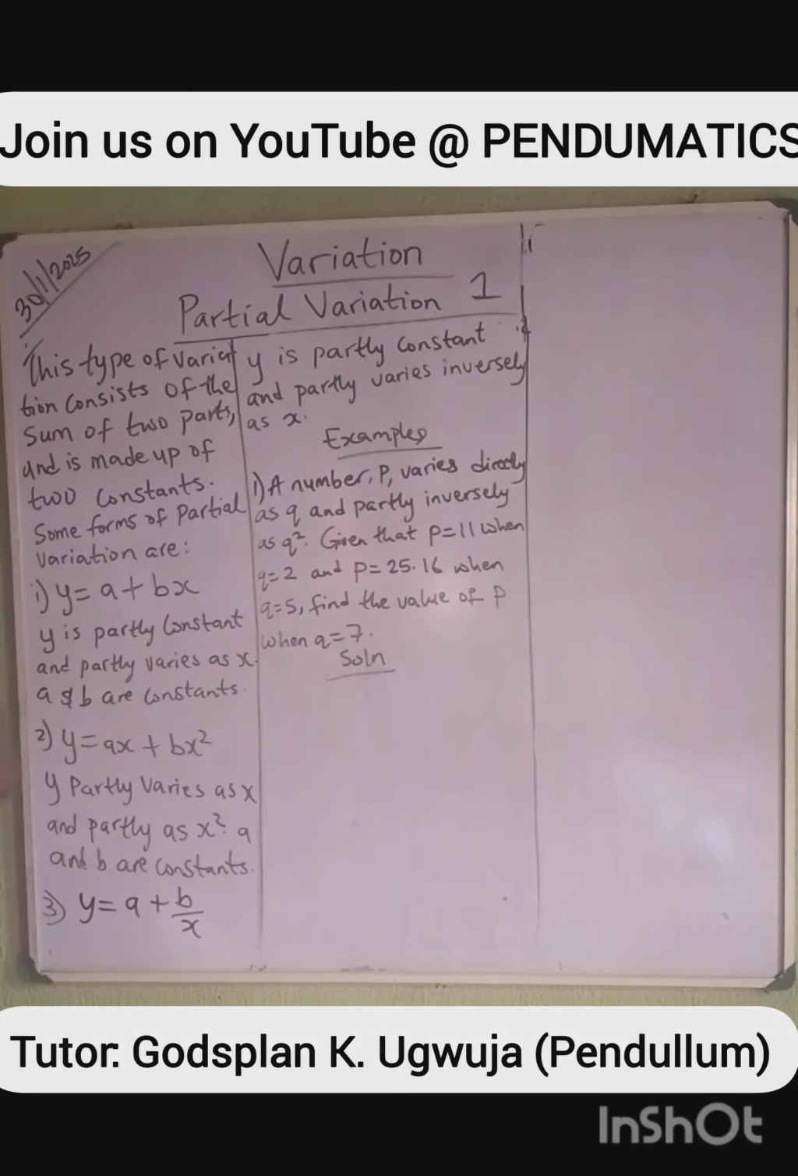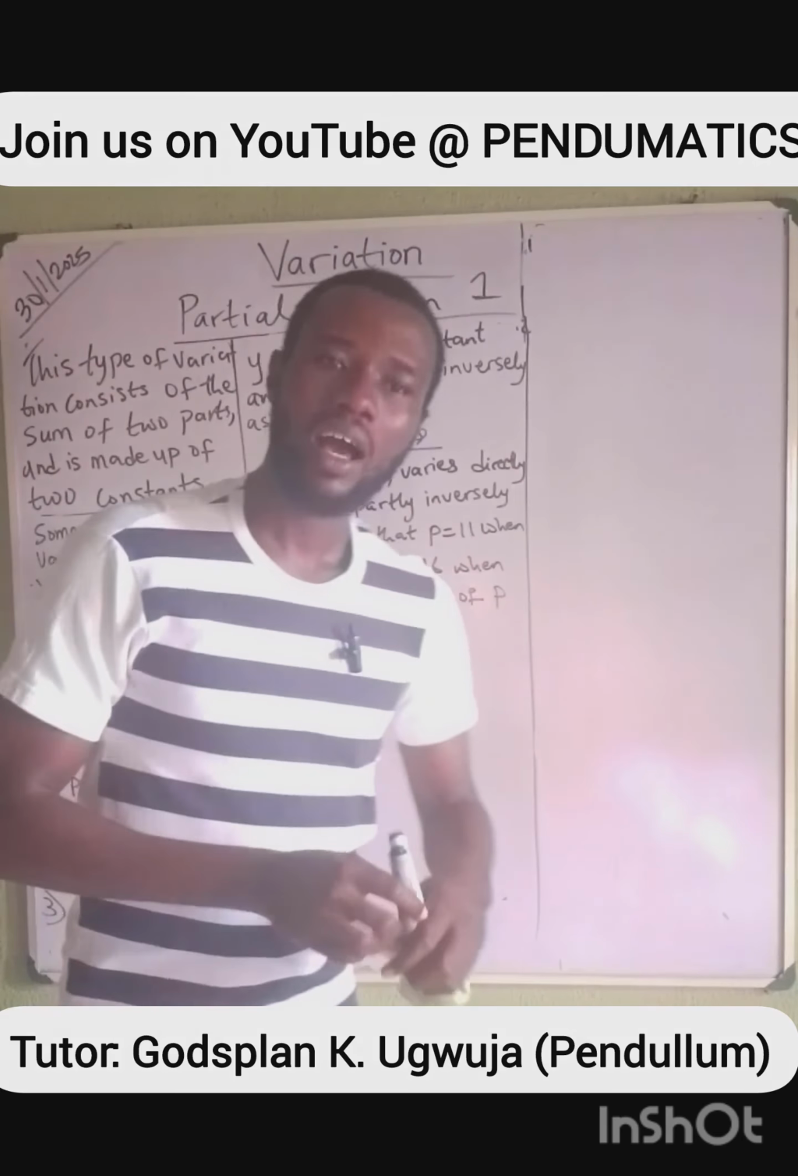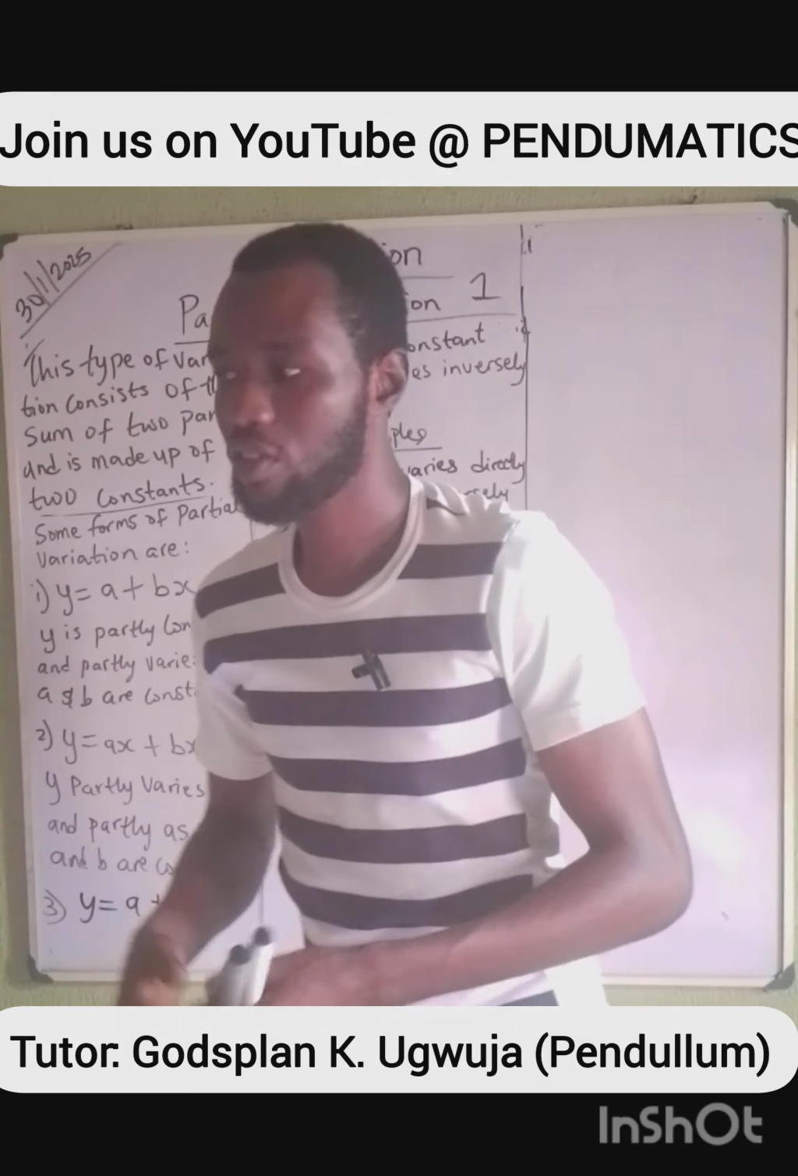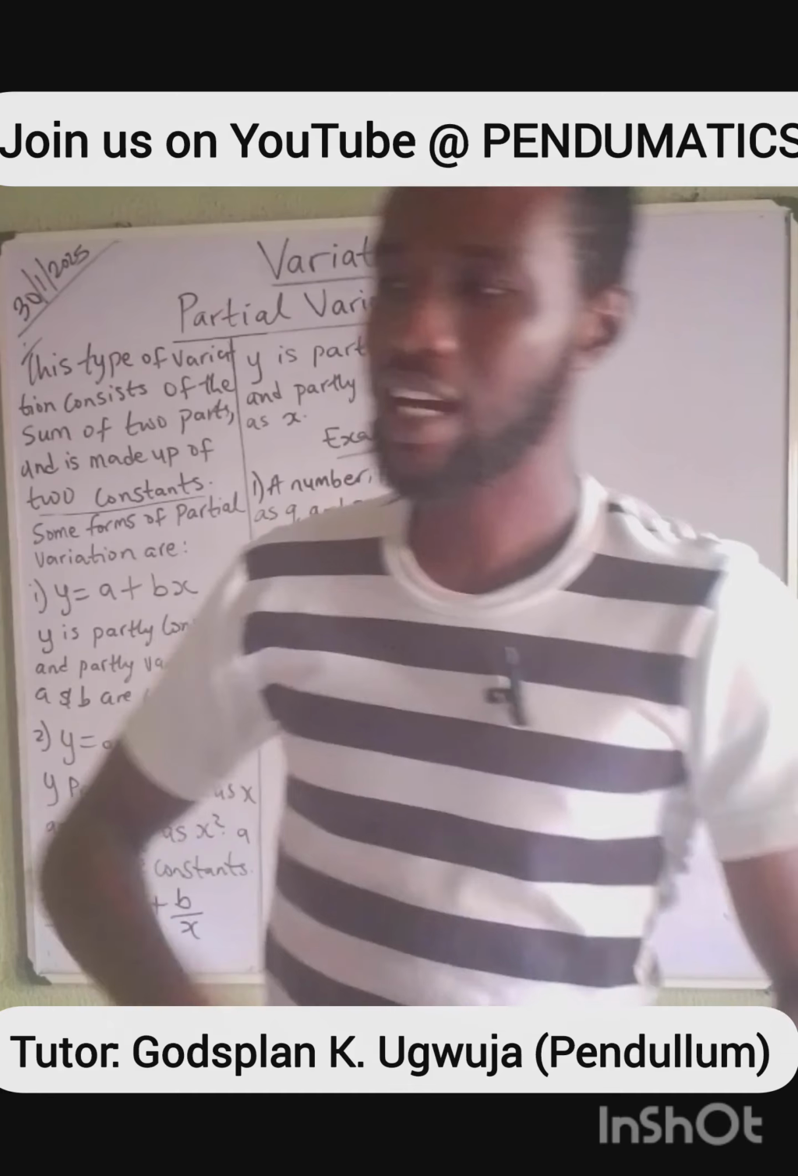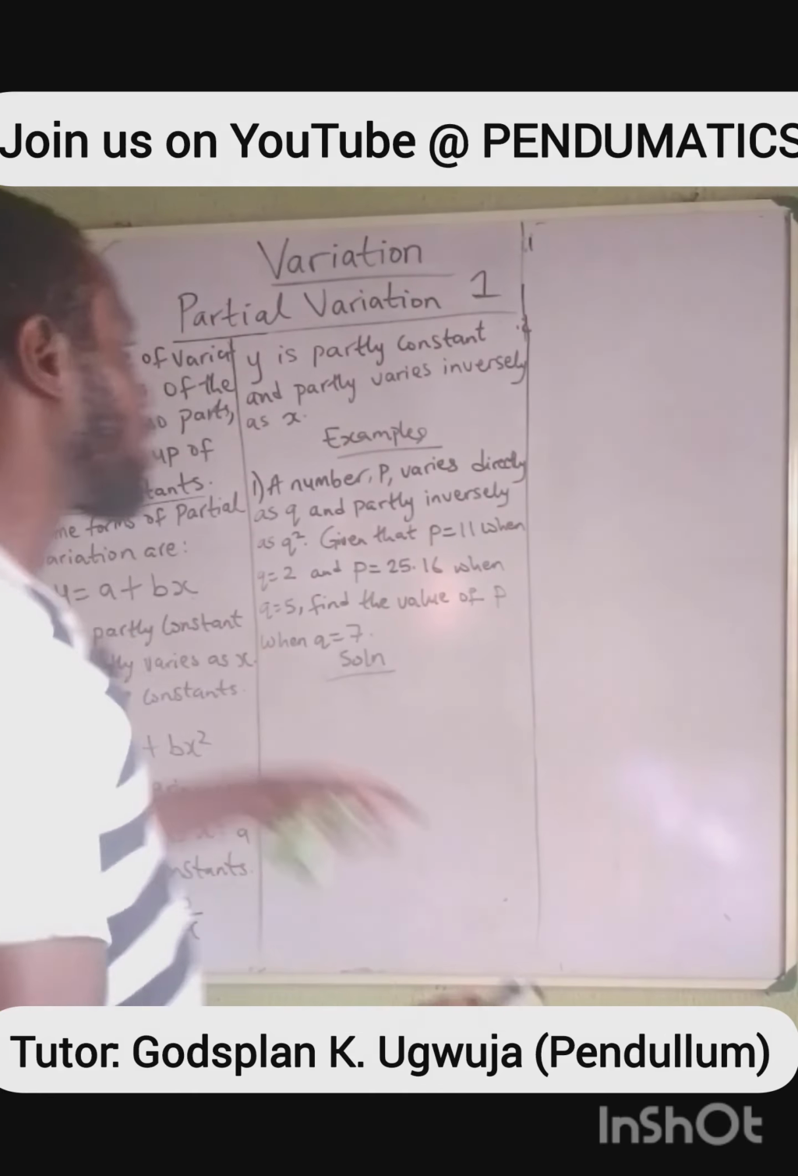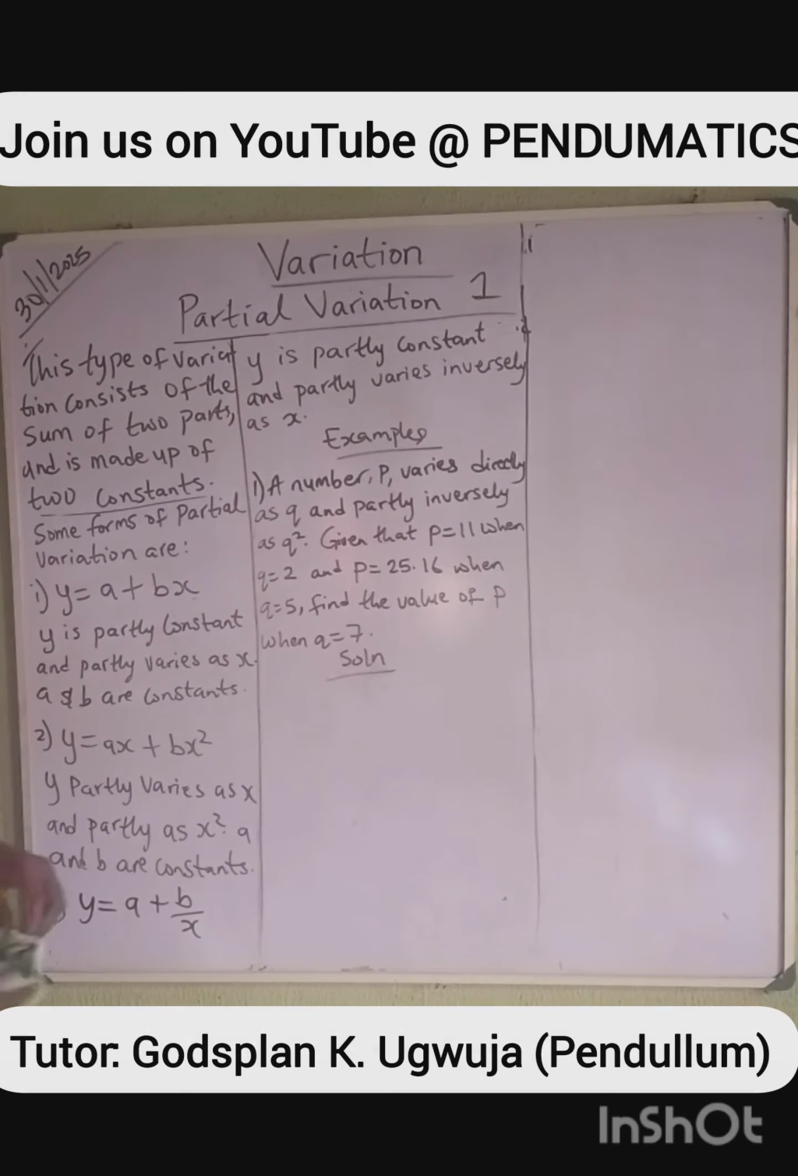Let's go. We said partial variation is a type of variation that consists of the sum of 2 parts and is made up of 2 constants. So all the other types of variations we've looked at, direct, inverse, and joint, have just 1 constant. Direct has 1 constant and 2 variable quantities. Inverse has 1 constant and 2 variable quantities. Joint has 1 constant and 3 variable quantities. But in the case of partial, we have 2 constants.